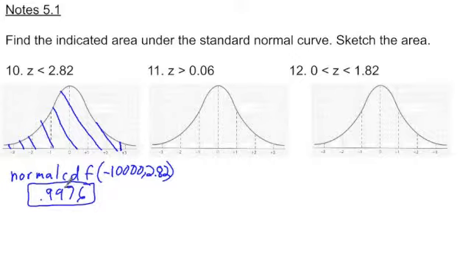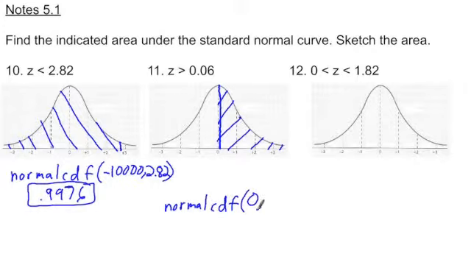For the next problem, looking at greater than, so that's to the right of 0.06. We would expect this to be close to 1/2, since our z-score is very close to 0. So we want normal CDF 0 to 10,000. This ends up being 0.4761, so that is close to 1/2.